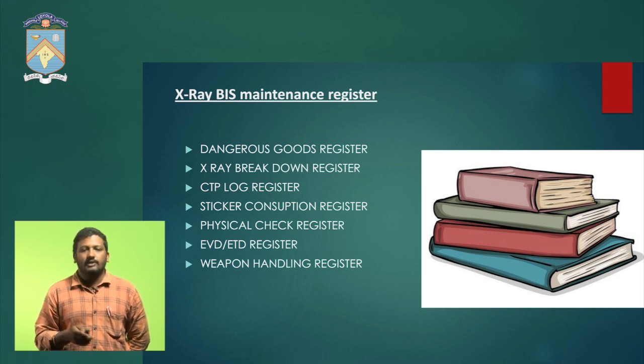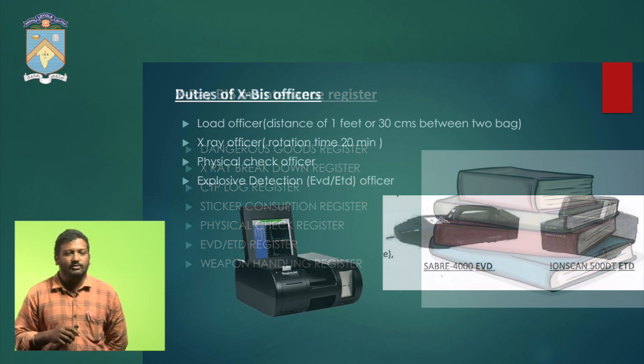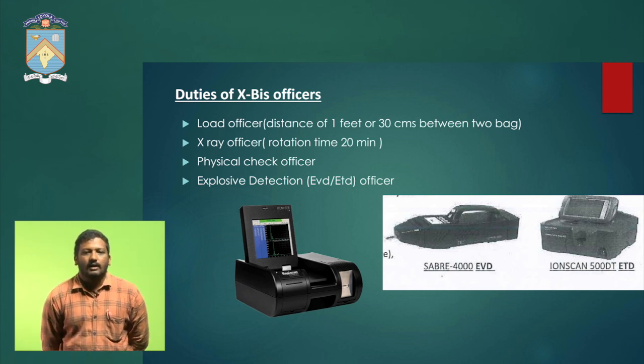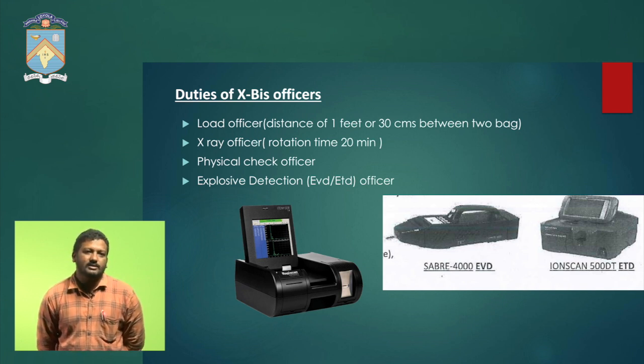So according to their information, we need to maintain and fill that weapon handling form. Now the next module: duties of the XBS officers. In total, four duty persons will be allocated near the X-ray. One is the load officer, the second is the X-ray officer, the third is the physical check officer, and the fourth is the EVD ETD officer. I explained these four duties in the previous module.